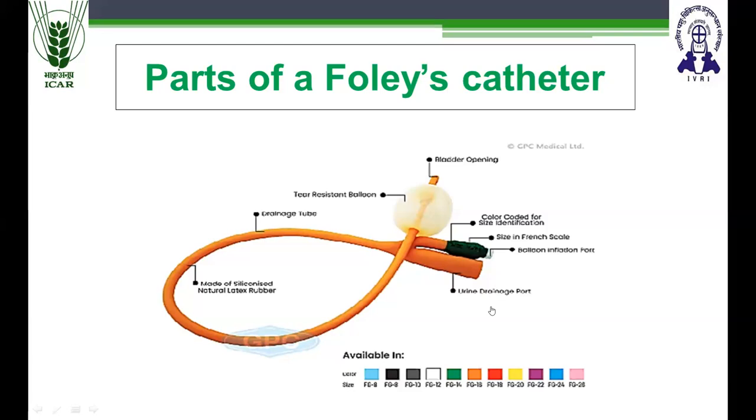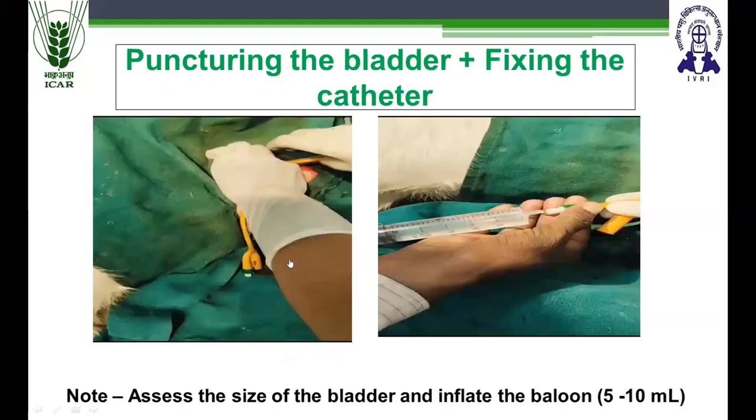Step while doing tube cystostomy. One thing is that the goat will start crying. All the intestine, peritoneum, the omentum will come out. So this procedure has to be done very carefully, very patiently.